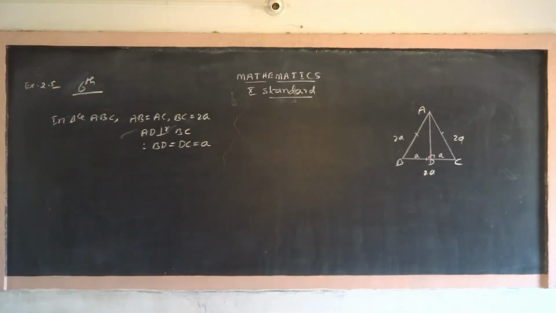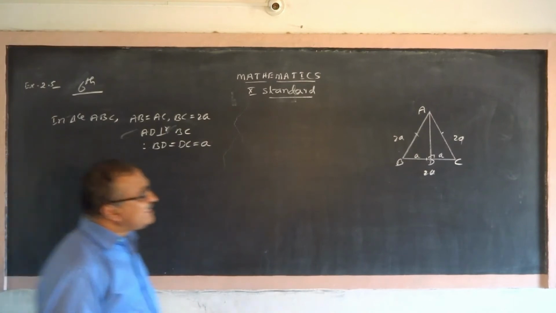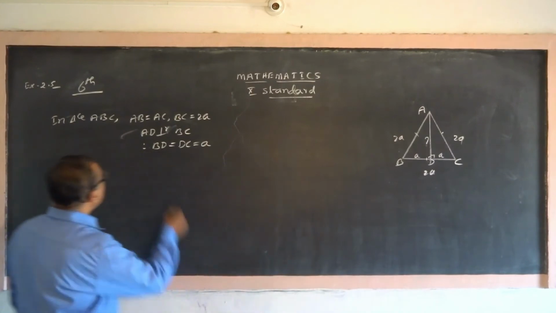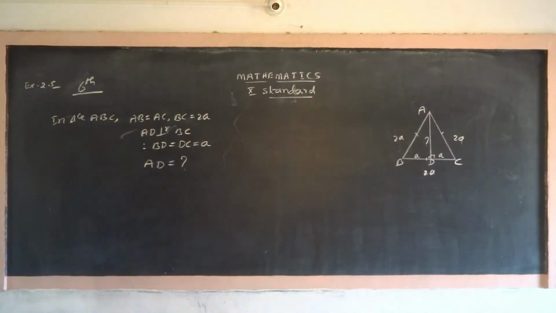Consider one of the triangles. What is that in the triangle? You are required to find out what AD is. AD is the unknown. Is it? AD equals what? Altitude means perpendicular, height. In triangle ABD.